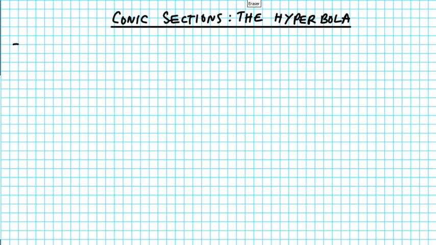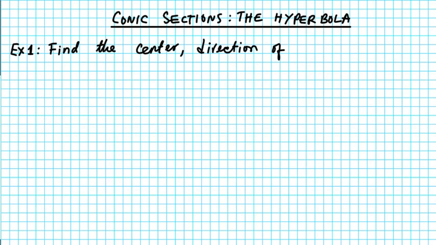So let's write down the instructions first. Example 1. Find the center, direction of central box, C of the foci, and the eccentricity.